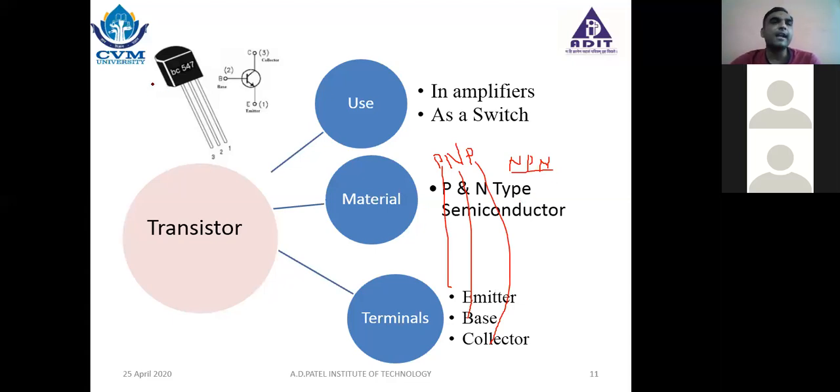Actual transistors are available in plastic caps, metal caps, and so on. This is a real picture of a transistor. BC547 is the number of the transistor. You can find the data sheet of that transistor with the use of this number. After the lecture, you can try it, Google it with this number, and you will get the data sheet of that transistor.